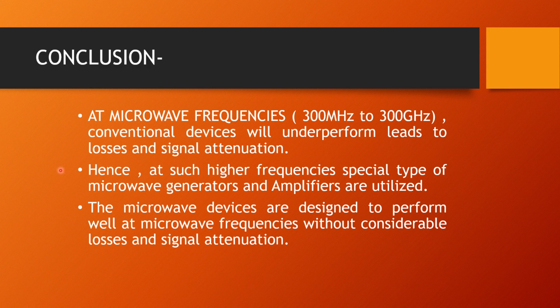Now, conclusively, what we have studied here is that at microwave frequency, from 300 megahertz to 300 gigahertz, conventional devices will underperform and lead to losses and signal attenuation. Second, at higher frequency, special types of microwave generators and amplifiers are required. And third, microwave devices are designed to perform well at microwave frequency without considerable losses and signal attenuation. So these are the 3 points with which I have concluded my lecture, and I hope you will get it.